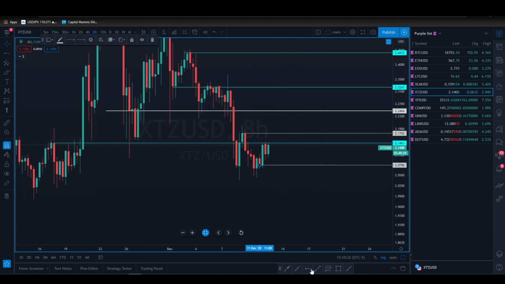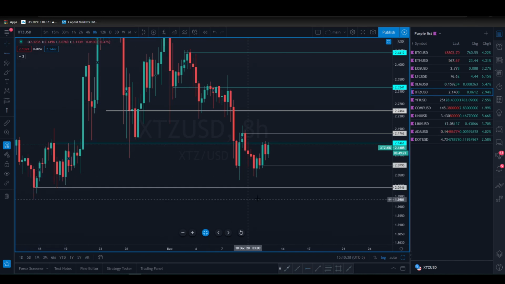If you get that, then you have to go over here and find a market structure that has not been tested yet. And that would be this area right here at 2.0146. These candles did not test this area. So if this is just a lower high and the bears still have control of this market, they're going to be aiming for 2.0146.